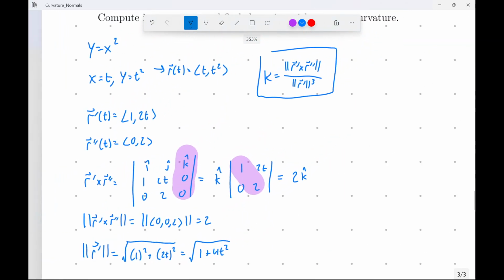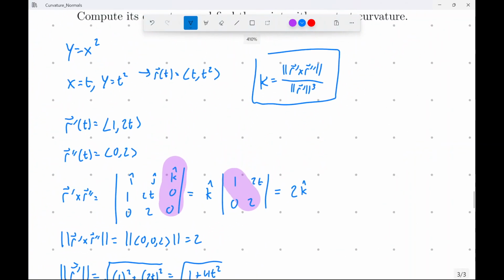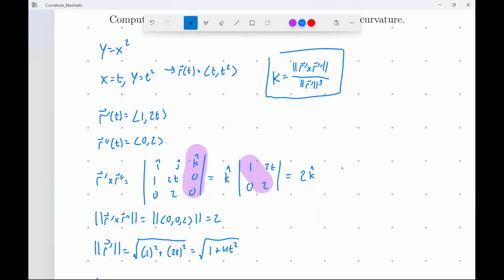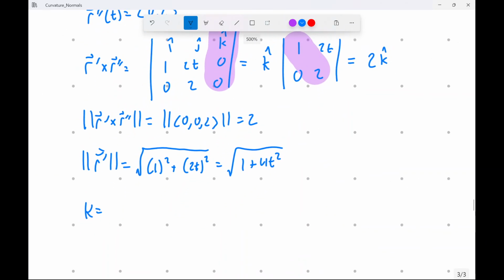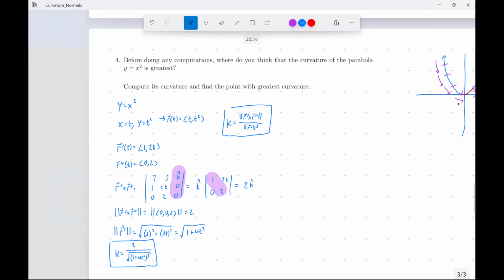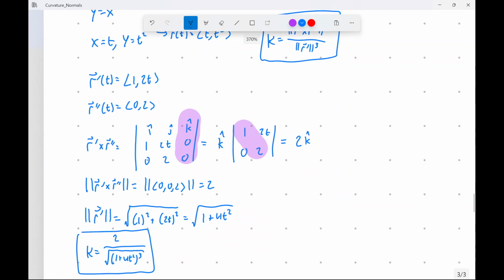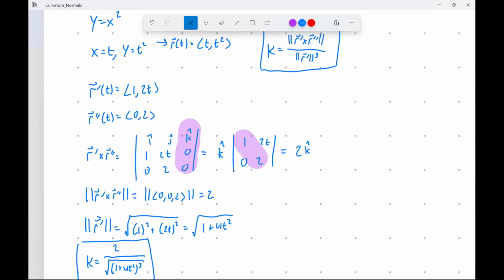Okay, and so now I'll just plug this into my formula. The curvature is equal to this length up here, which was just 2, divided by this length here cubed. So it's going to be (1 plus 4t squared) to the three halves. That's our final answer. So the moral of the story for this question is we want to use this formula whenever we don't have to find the tangent and normal vectors.